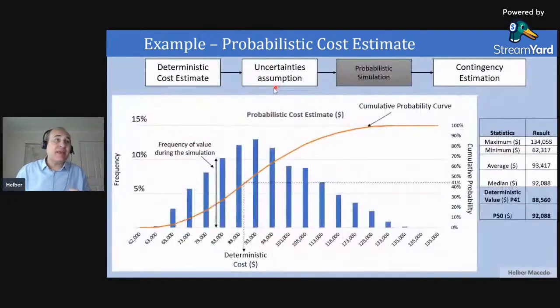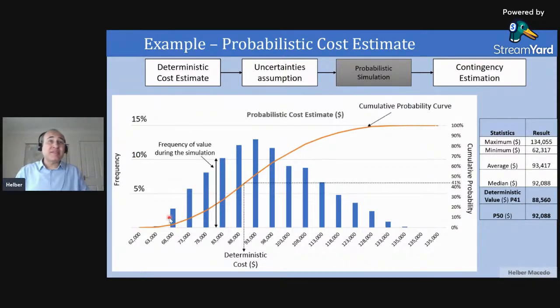Then I will have this type of result here. The blue columns are the frequency. So it's showing that, for example, this result here, 83,000, occurred in around 10% of my simulations. In this case, I ran 5,000 simulations, so in around 10% of them I got this number.